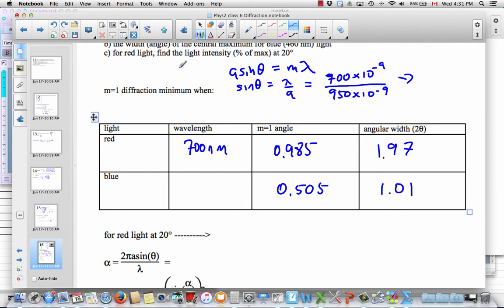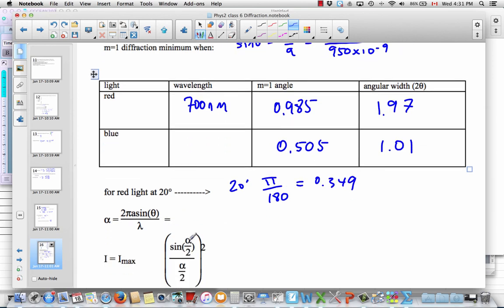Now we're also asked just to try out this new intensity relation we have at an angle of 20 degrees. So first of all, we work in radians just because it's a good habit to get into. If you're taking the sine of something, the thing inside better be in radians. That means your calculator has to be in radians mode. So we've got 2 pi here times the slit separation, which was 950 nanometers.